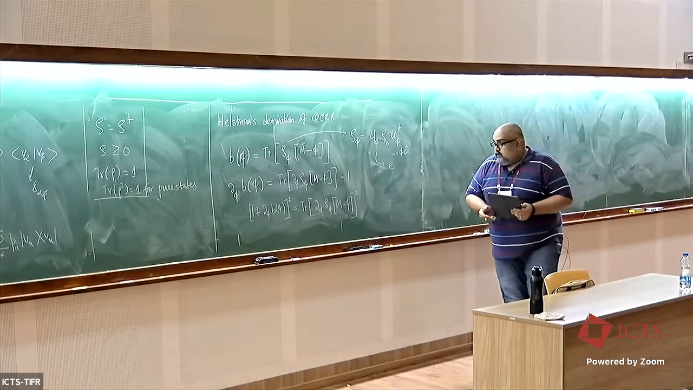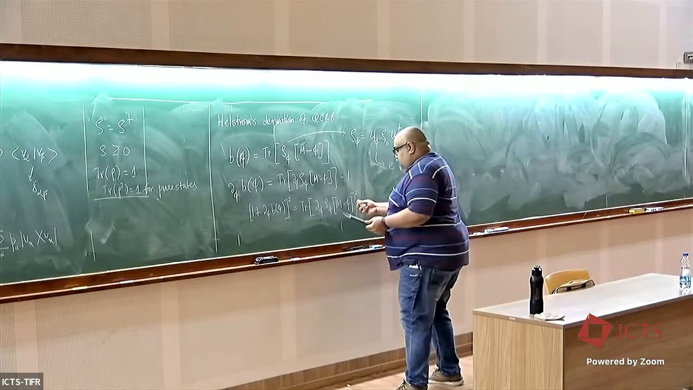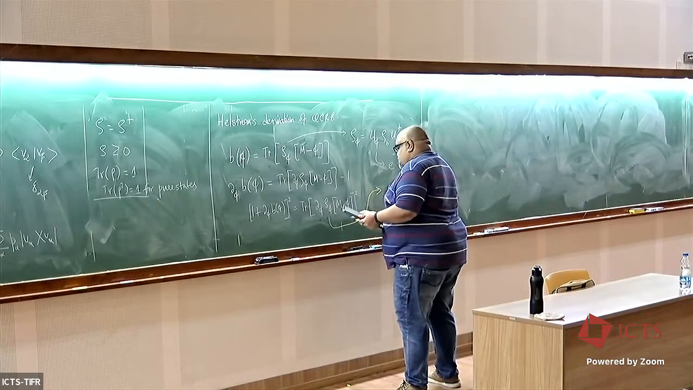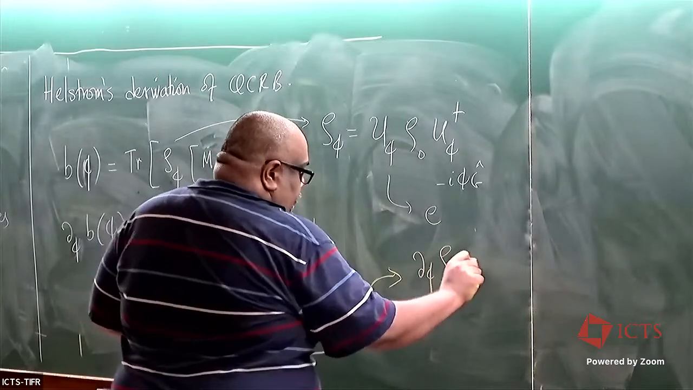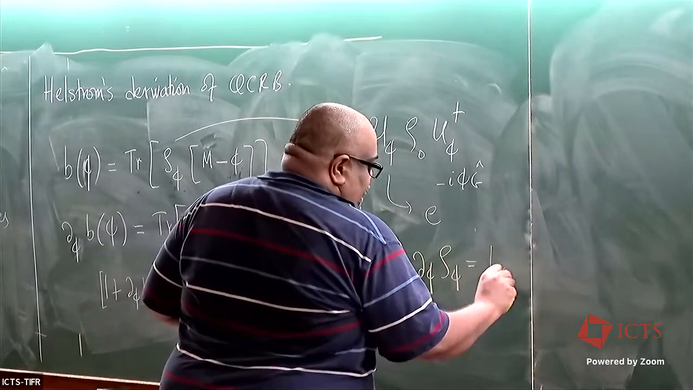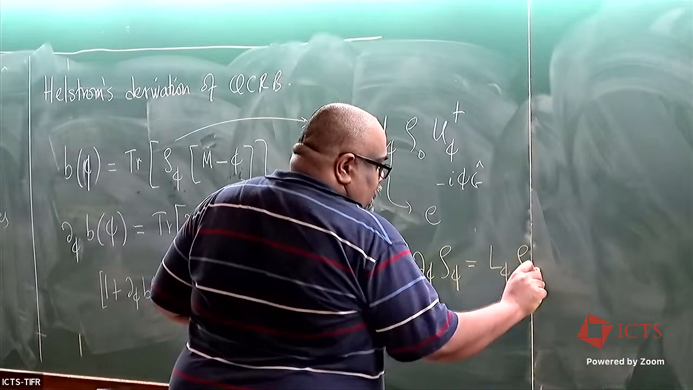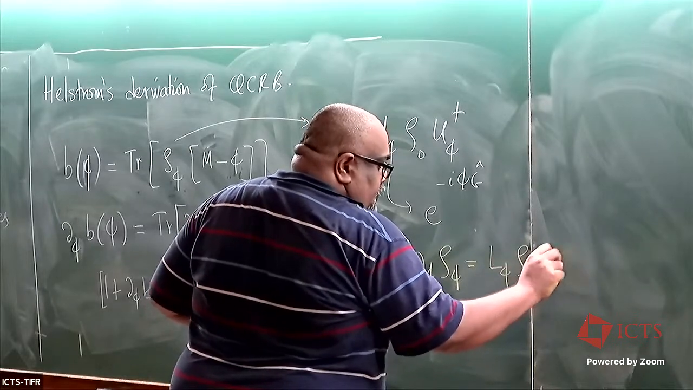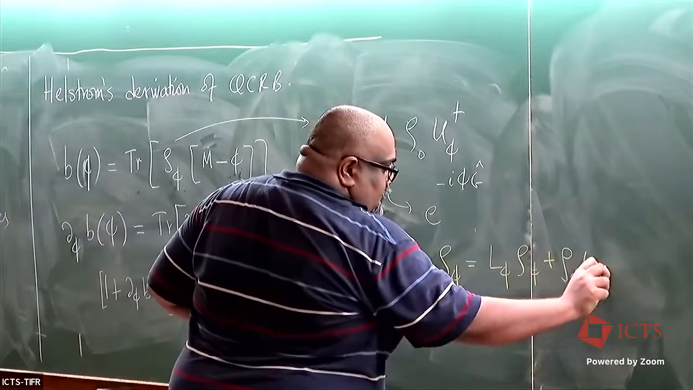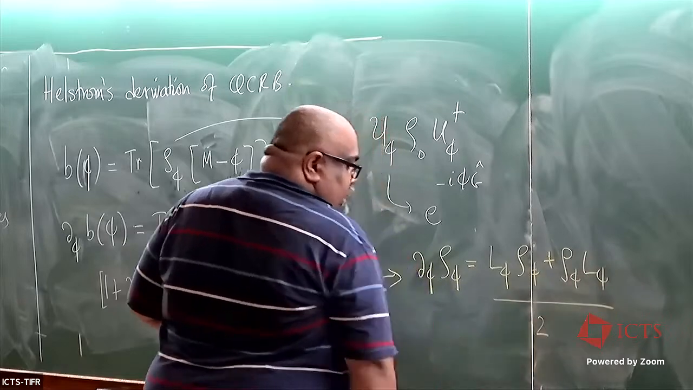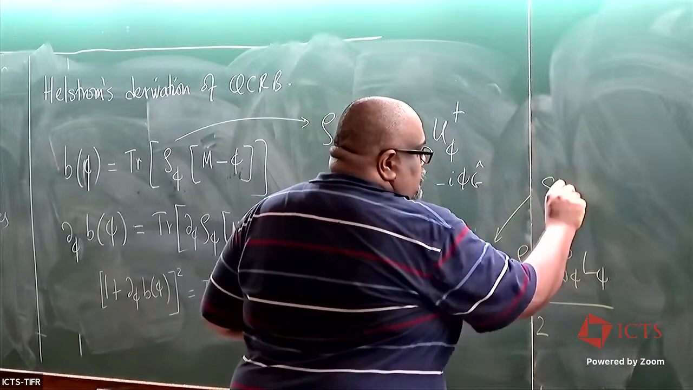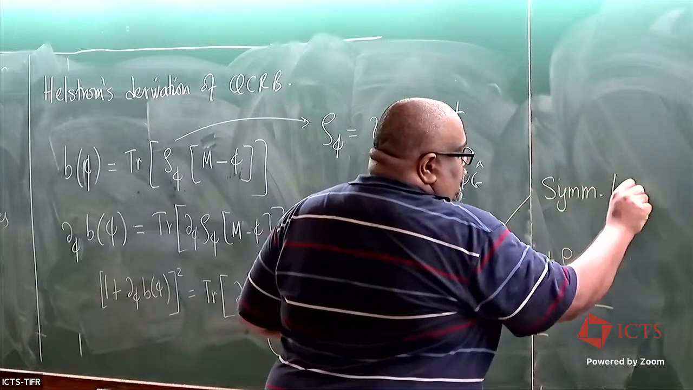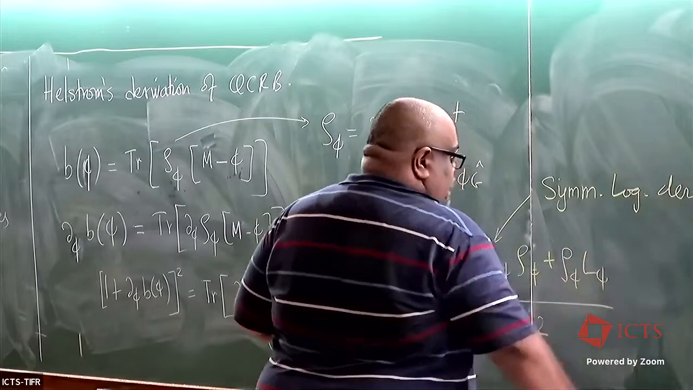Yeah. So what I do now to fix this problem is I propose del phi of rho phi is equal to some quantity. I don't know what this quantity is. L phi rho phi plus rho phi L phi divided by 2. And this quantity is the symmetric logarithmic derivative, right?